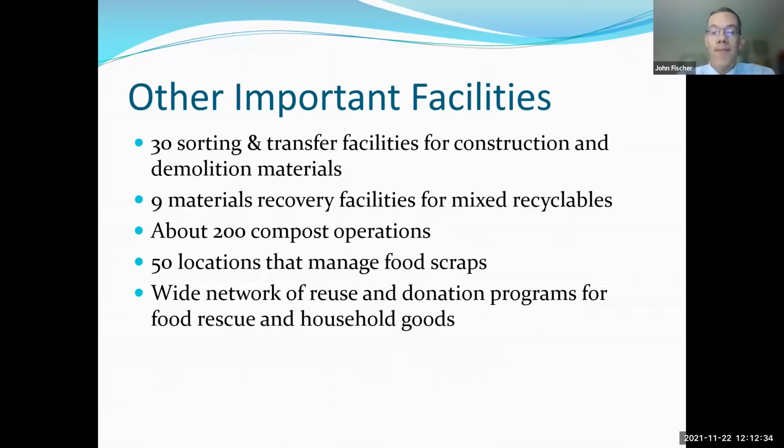We also have several other types of facilities that take food scraps, including anaerobic digestion facilities that generate methane and capture that to produce energy, as well as farms that feed food scraps to animals. Also in Massachusetts, we have a really wide, extensive network of reuse and donation programs, both in terms of food rescue for fresh and perishable foods, along with our food banks that distribute food to those in need. And we also have a growing network of reuse and donation programs for things like household goods and furniture and building materials. I'll talk a little bit more about that in a few minutes.